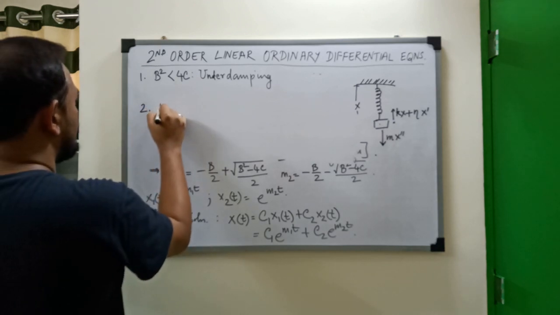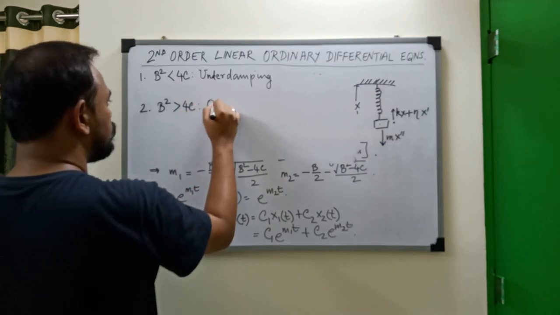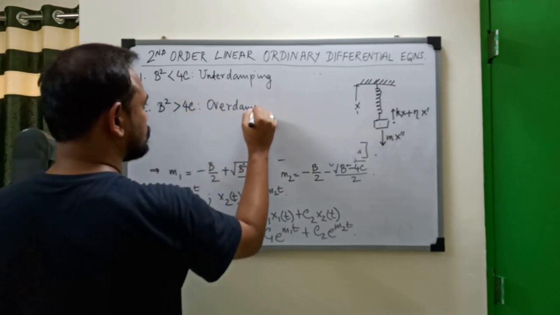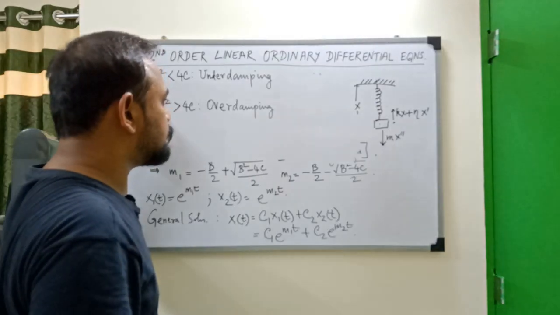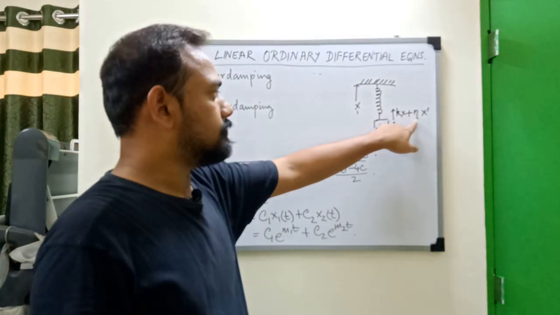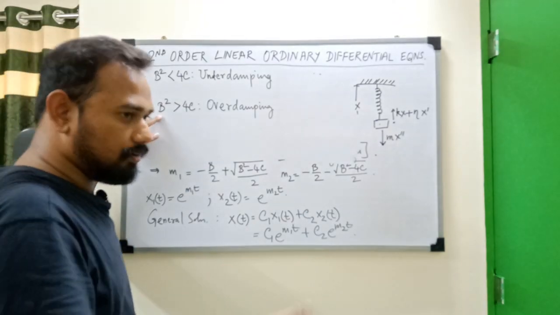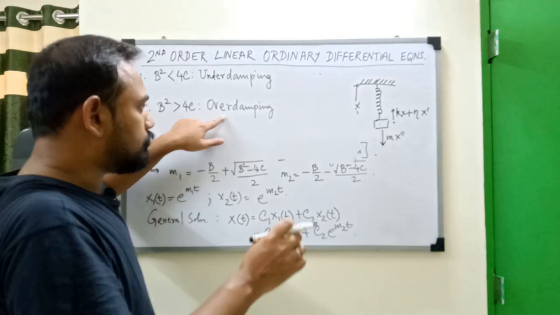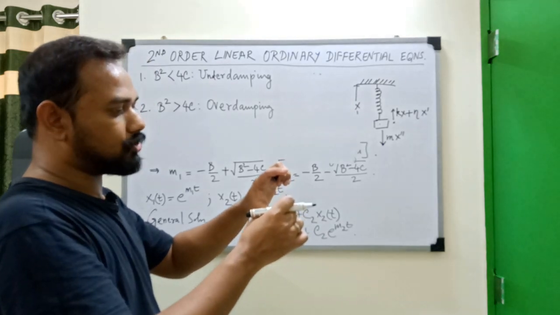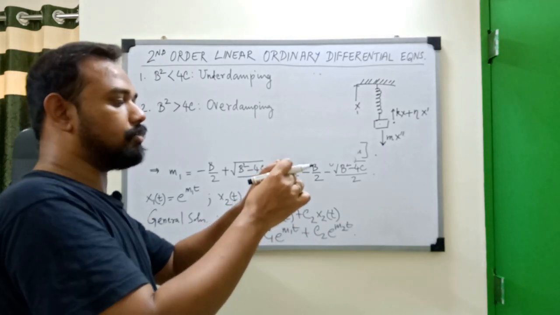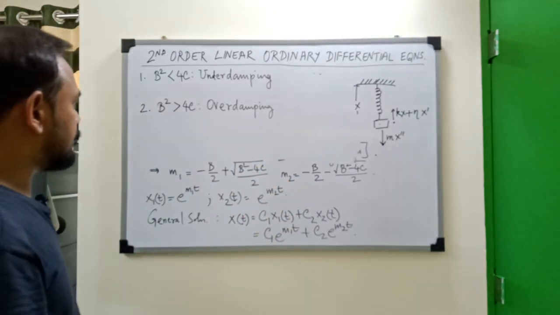The second case could be that b square is greater than 4c. That's the case of overdamping. In other words, the b represented the resistance, eta by m. And if the resistance is very high, or the friction is very high, then that's the case of overdamping, where there will be very minimal oscillation. You pull it down, and the resistance is so much that maybe it crosses one time, and then it comes to a standstill. Okay? So that's the case of overdamping.